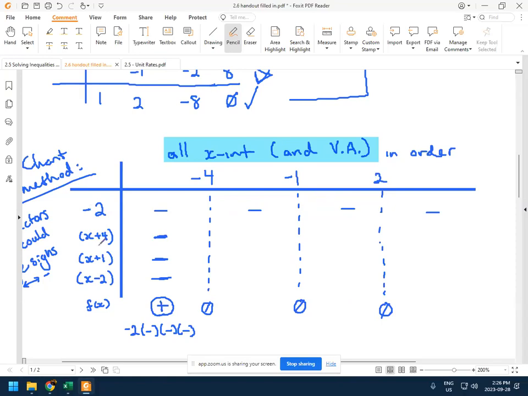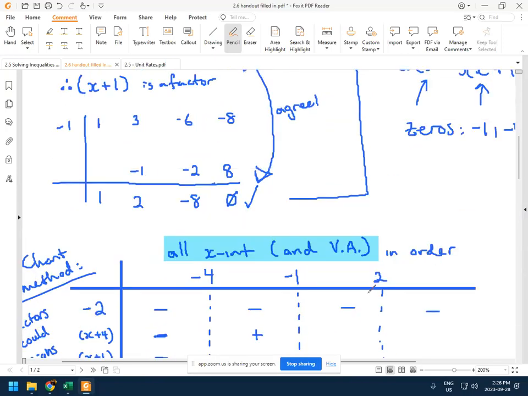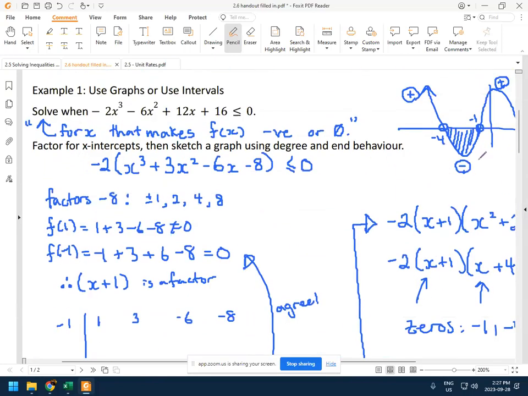This line is always -1. -2 plus 4? Positive. -2 plus 1? Negative. And -2 minus 2 is a negative. So what is -2 times a positive times a negative times a negative? The function will be negative. Does that agree with my little sketch? Oh, a number between -4 and -1 will be negative.